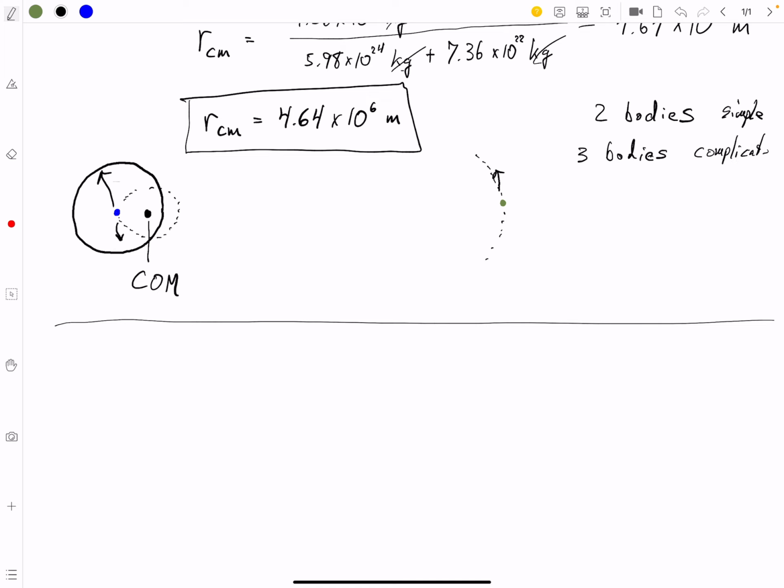So when you say, oh, my relationship is complicated, it means you're probably not dealing with just two bodies. You're dealing with three bodies. I'm just kidding. Okay.